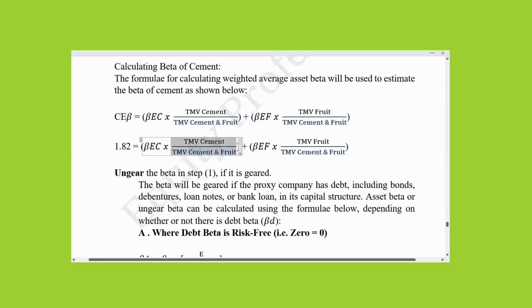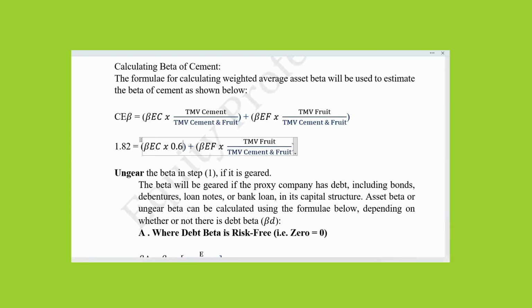And you are told that the market value of cement is 60%. That means the cement is 0.6. There's no need for me to be doing 60 over 100. Just put 0.60. That's the market value of cement. Then the beta of packaged fruit drinks, according to the question, is 0.8. You then multiply with the market value. Market value of packaged fruit drinks is 40%. So here will be 0.4.